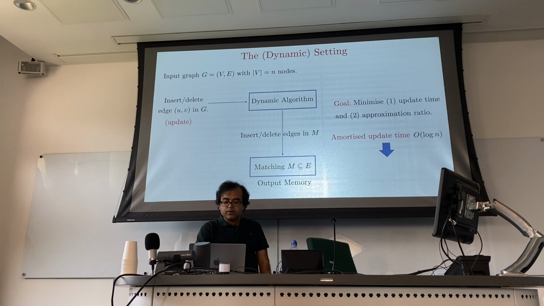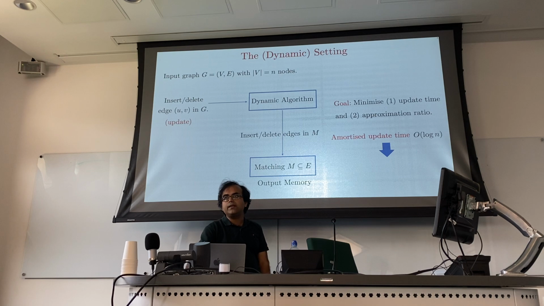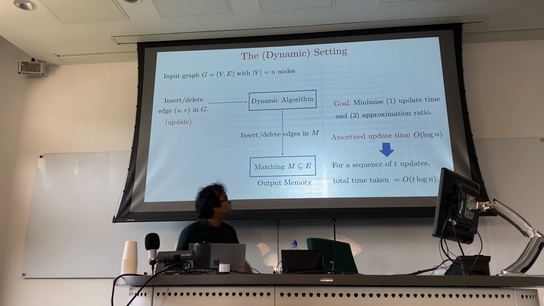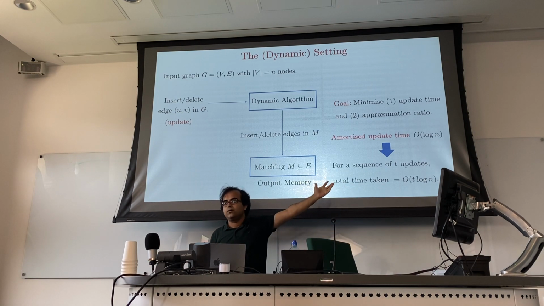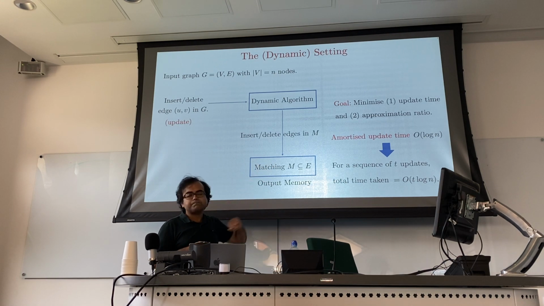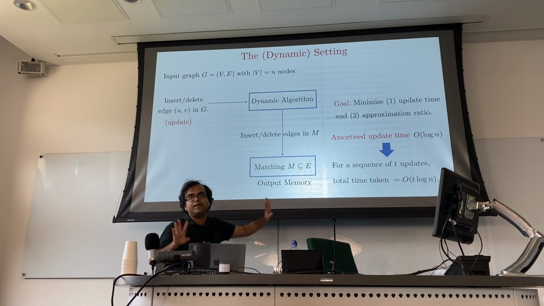And throughout the talk, I would often focus just on amortized update time. It just means update time on average. So when I say that an algorithm has amortized update time log n, it just means the following. If you take any sequence of t consecutive updates, the total time the algorithm spends on those t updates is at most t log n. Okay. So on some of these individual updates, the algorithm might spend a long time, but on average, the time spent per update is log n.